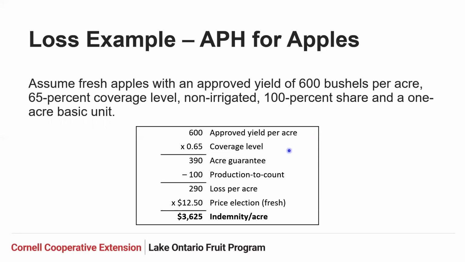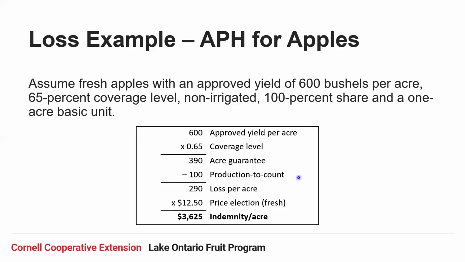Coverage level. This is the coverage level you chose. In this case, the coverage level is 65%. Acre guarantee. The acre guarantee is the yield guarantee per acre. This is the maximum amount of yield you are guaranteed for loss. Acre guarantee is the approved yield times the coverage level. In this case, it is 600 bushels per acre times the 65% coverage level, equaling 390 bushels per acre.